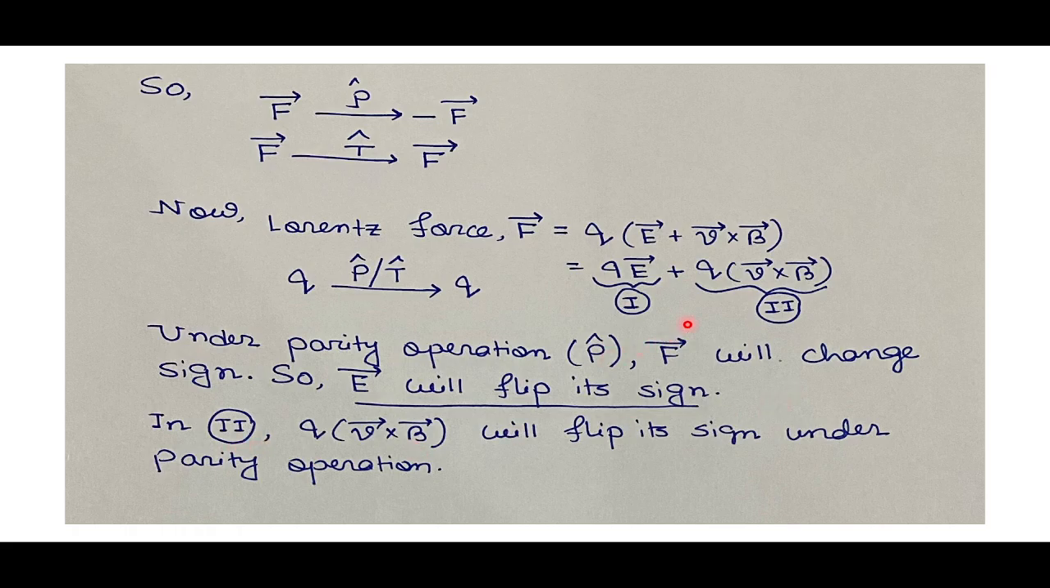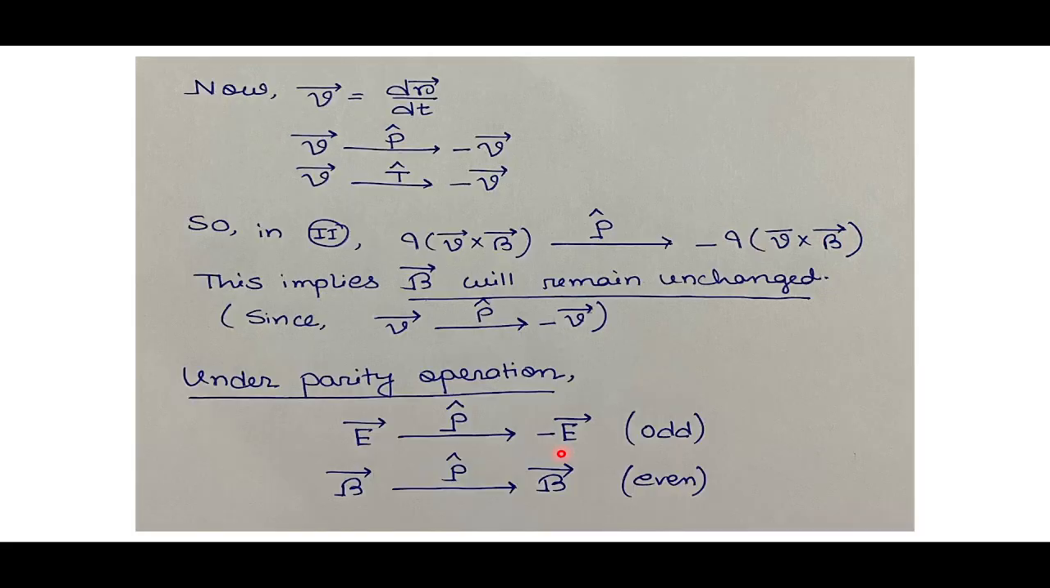Now we'll find what will happen in the case of the magnetic field. For that we have to consider this expression. Now this whole expression will change its sign, because F is changing its sign under parity operation, right? Now v is dr/dt. Under parity operation, this v will become minus v, because if you replace r by minus r here. But under time reversal, it also changes its sign, because you replace t by minus t. So v will change to minus v.